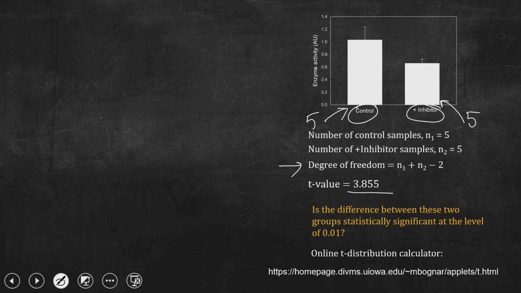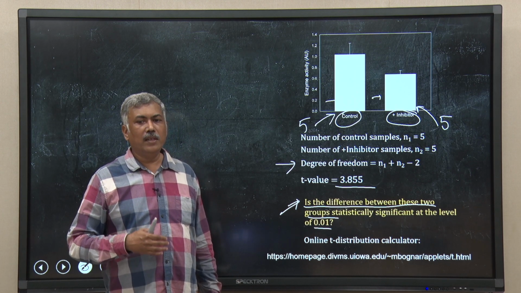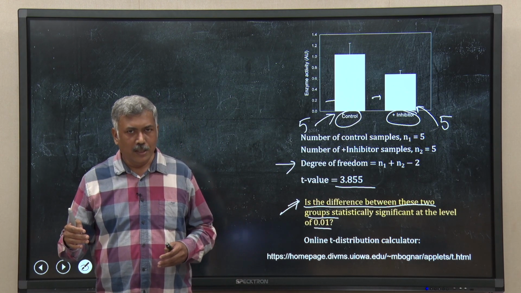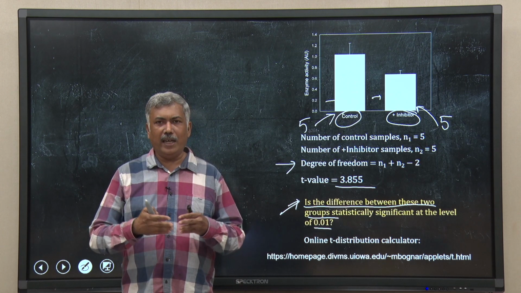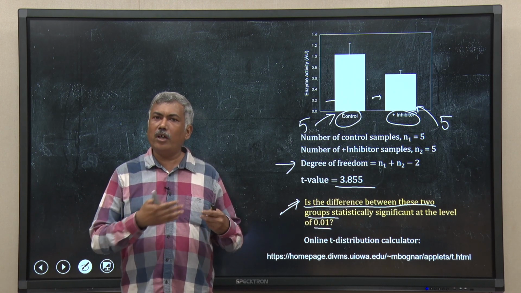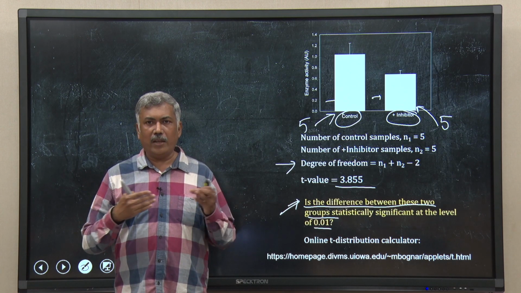So, what do you have to do at home? You have to check whether the difference between these two groups is statistically significant at the level of 0.01. That you have to test. To do this test, you have to use some sort of t distribution. Earlier, people used t tables, but nowadays on a computer you can get the whole t distribution and calculate the exact p value. So, t tables are becoming redundant, which is why I am not insisting you use a t table, but rather you require some tool to calculate the t distribution and the probability.